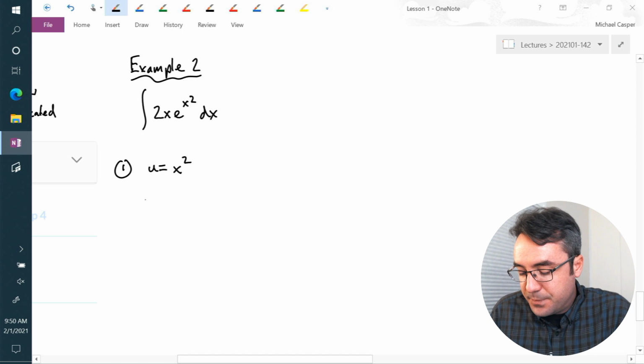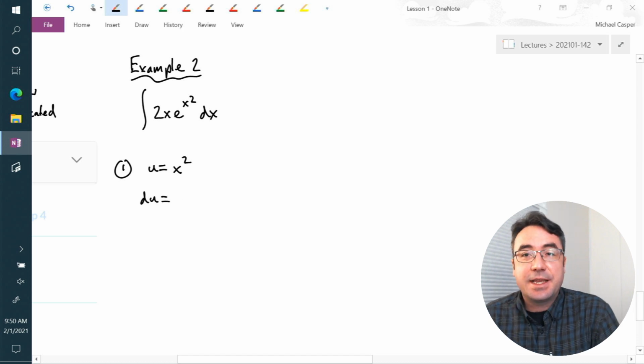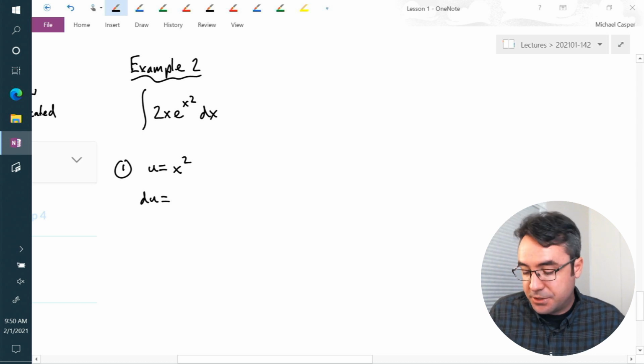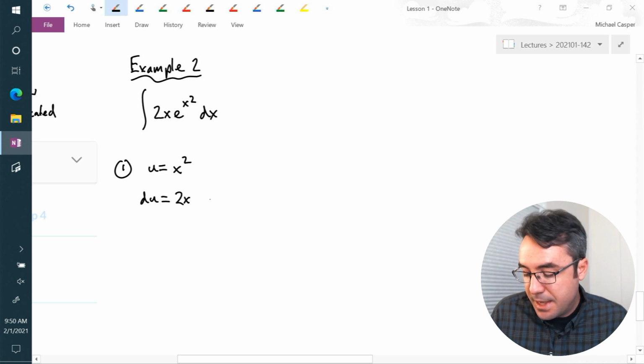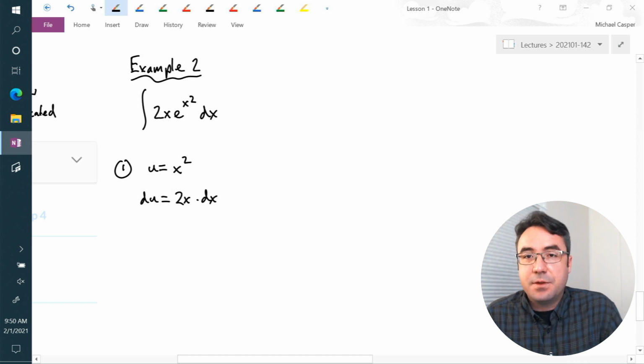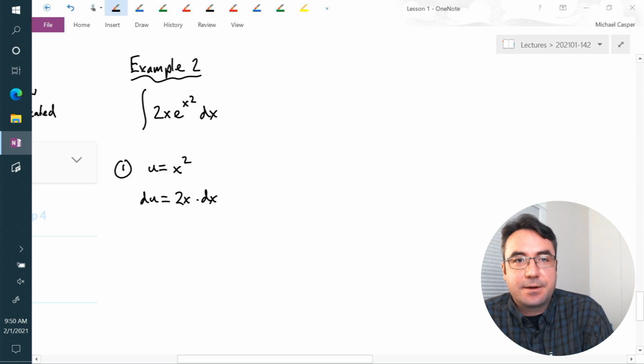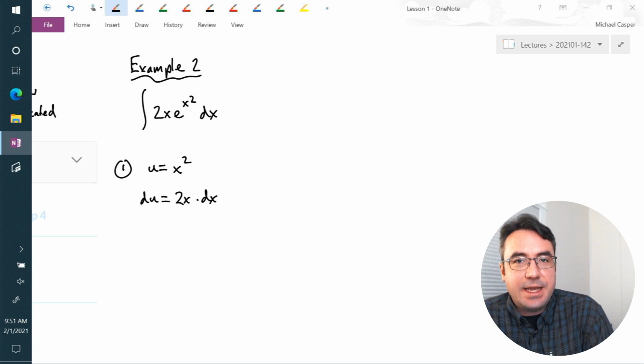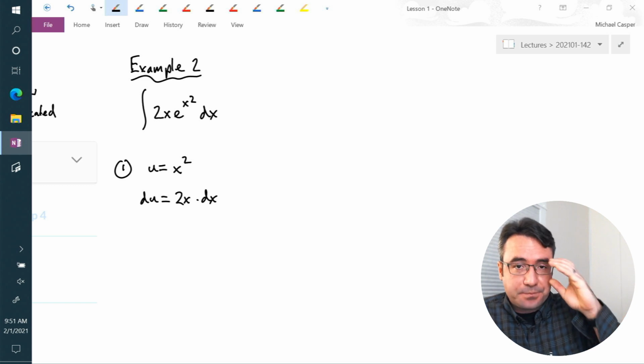Then the second part of that is to calculate du. So we're just going to do the derivative of x squared. It's 2x. And then part of this is multiplying on dx there. So we've chosen u to be x squared. We've calculated du to be 2x dx. And that's the first step.